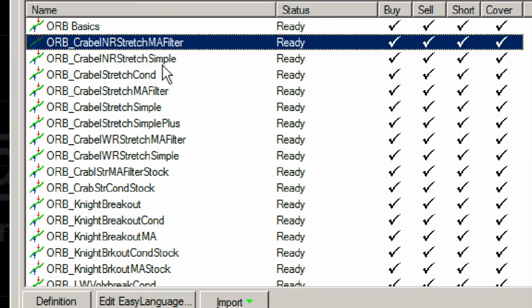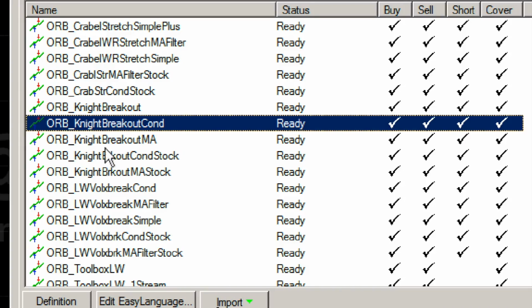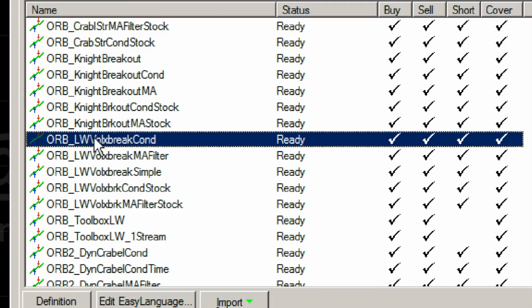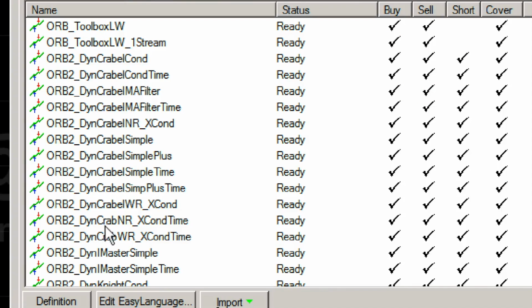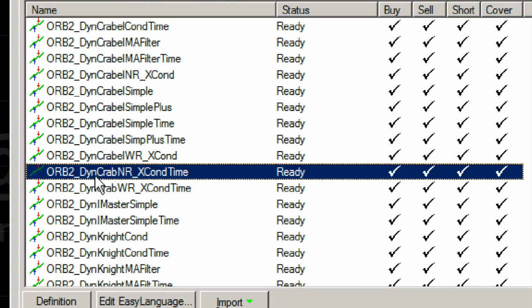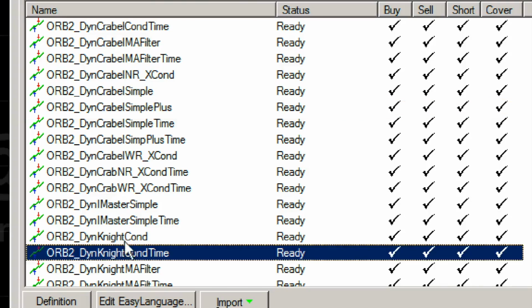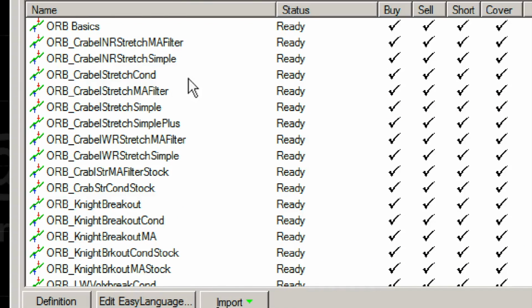So this is with the static open for the market. So you have the Crable, and you have different variations of the Crable. You have Knight and different variations of that, and of course Larry Williams. And then of course we have those duplicated in ORB2, which also contains the DYN prefix above the Crable or the Knight. And what that is, of course, is the Dynamic Open. You have all these strategies you can play with.